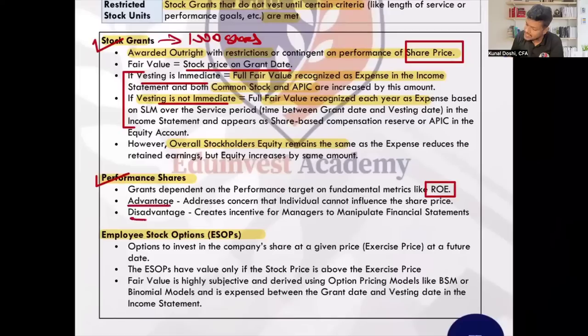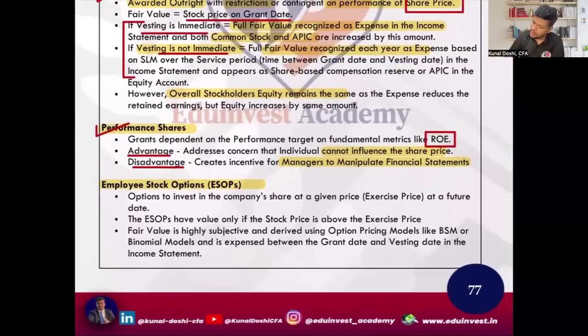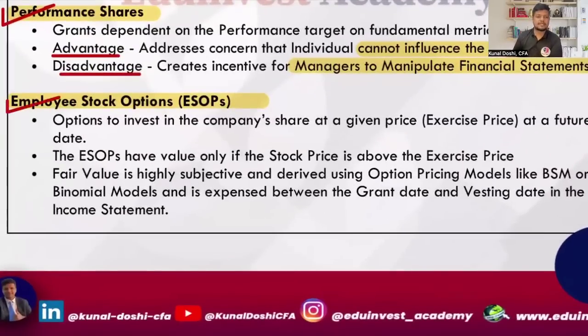So they have one advantage and disadvantage. Advantage, it addresses the concern that a single person cannot control or influence the share price. But the disadvantage is that ROE is a management number, so managers can manipulate the ROE to get the performance shares. So stock grants and performance shares are the same, just that stock grants are granted based on the performance of the share price. Performance shares are granted based on the performance of ROE, return on equity. Clear? The more common is ESOPs.